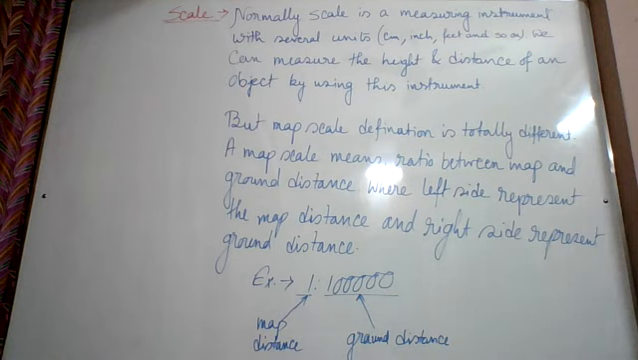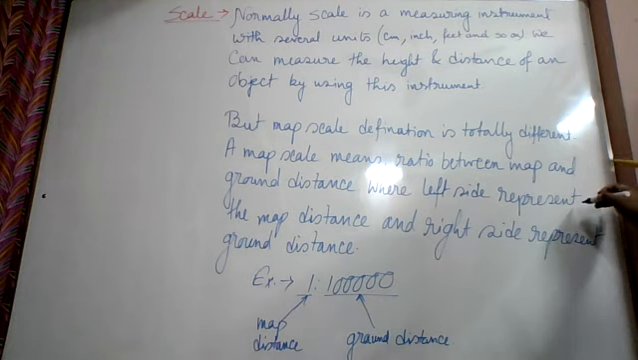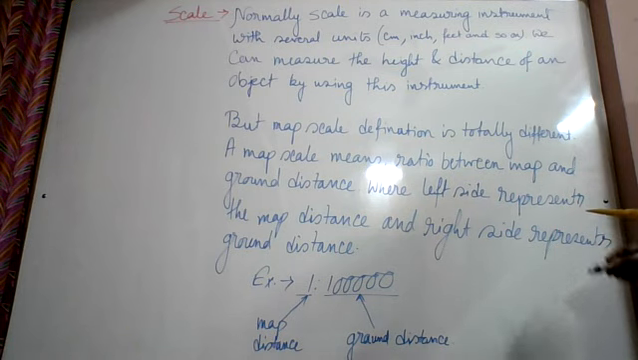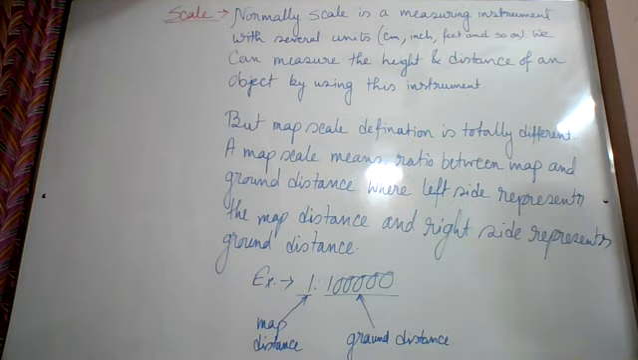A map scale is a ratio between the map distance and the ground distance. That means over there you will get two different distances. On one side of the scale the map distance is mentioned, and on the other side the ground distance. The left side represents the map distance and the right side represents the ground distance.